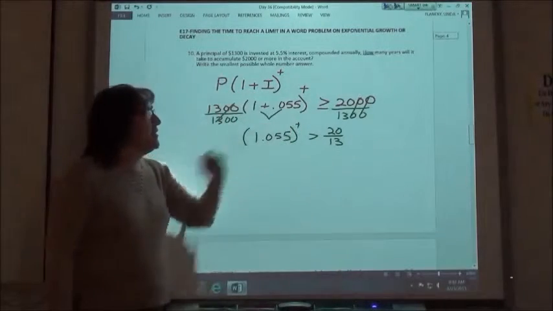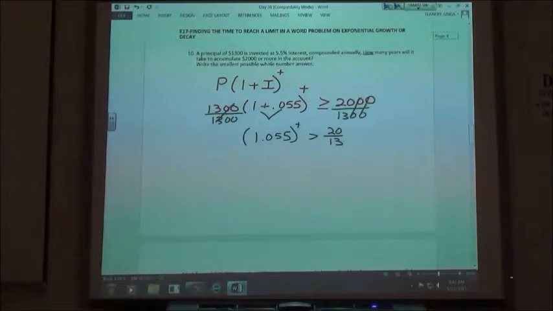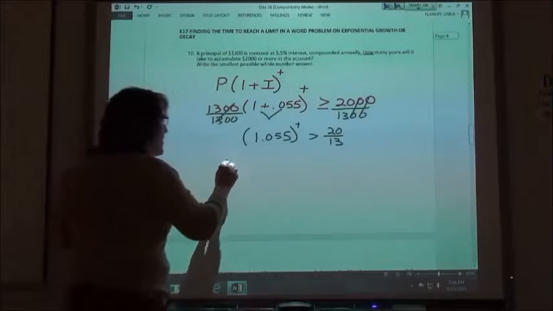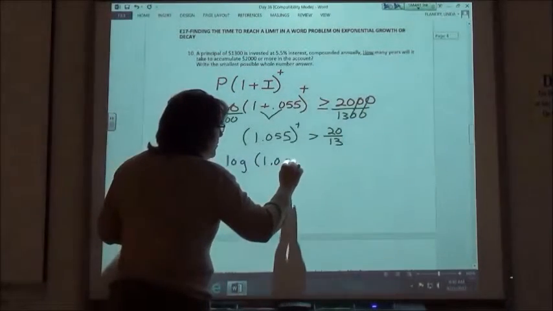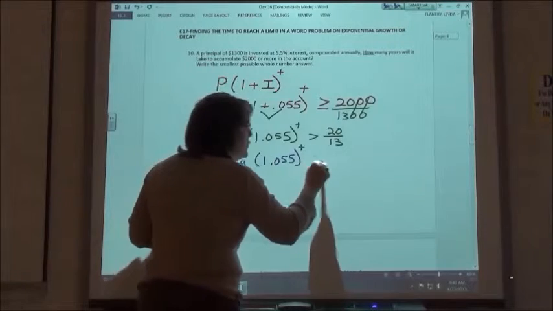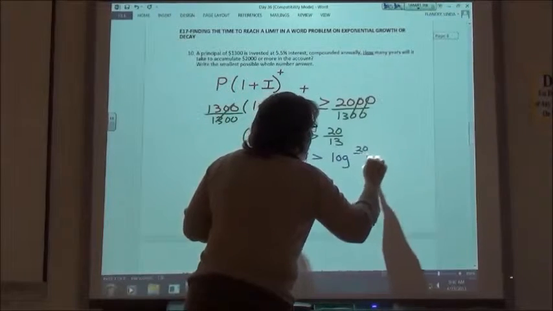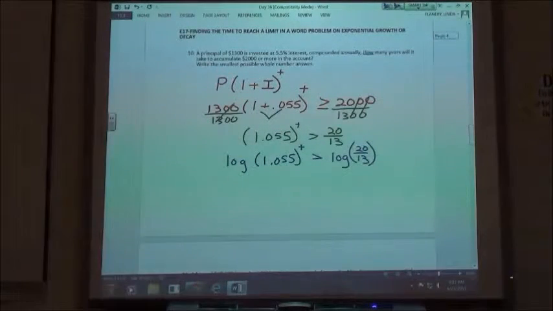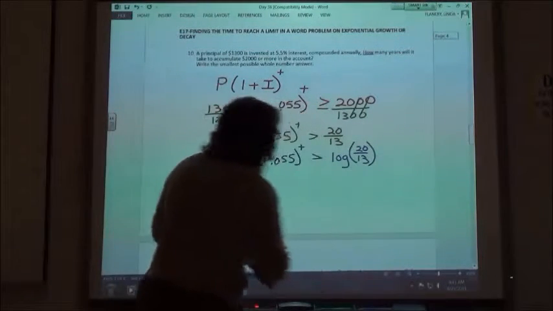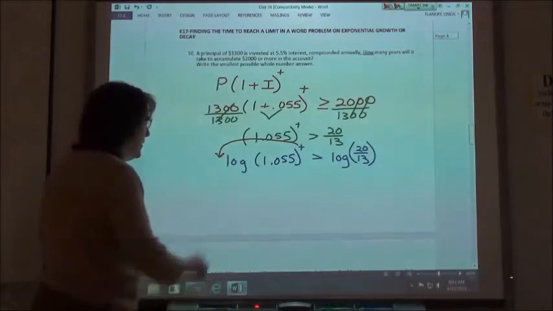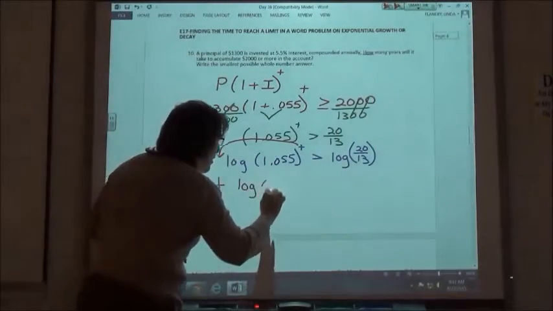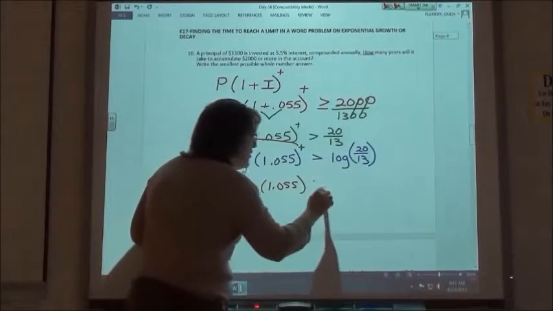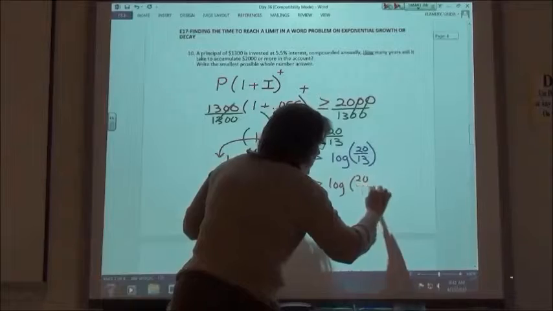Because we have our variable in the exponent, we need to be able to move that out in front, so we have to do the log of both sides so that we can move that t out in front. So I'm going to make this log of 1.055 to the t power is greater than the log of 20/13. So then I got to remember that's a fraction, I'm going to put that in parentheses. Now we can use that rule for exponents. I can take that t and put it out in front. T times the log of 1.055 is greater than the log of 20/13.